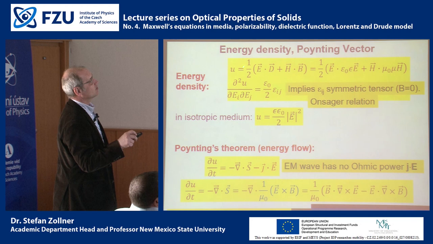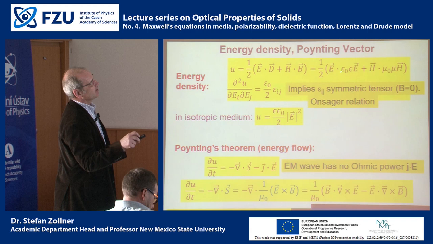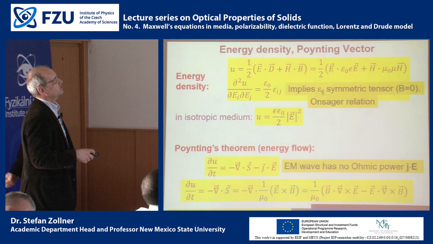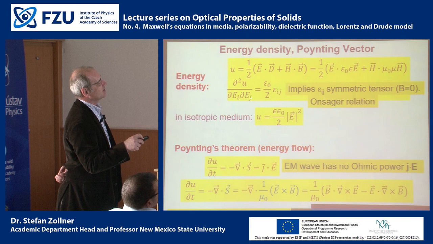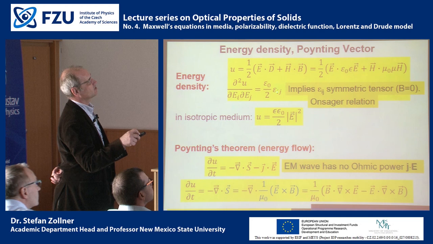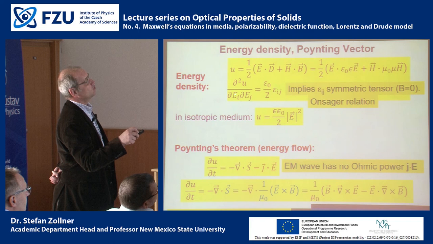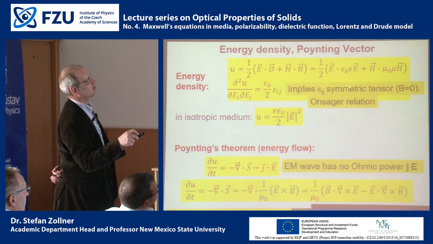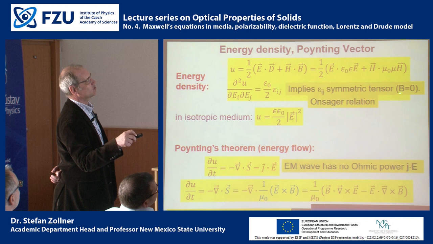The energy density of the field is 1/2 E dot D plus H dot B, and I can write that again using the constitutive relations. And then if I take the second derivative of the energy density with respect to the field, I'm getting the individual components of the dielectric tensor. Because the two partial derivatives commute, that implies that the dielectric tensor must be symmetric. At least that is true if there's no applied static electric field.